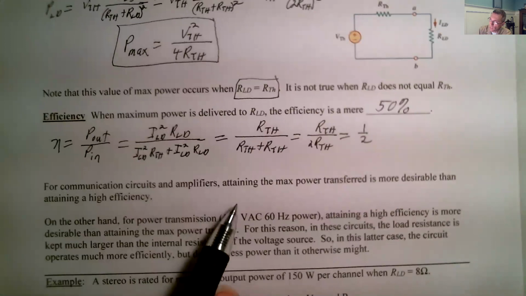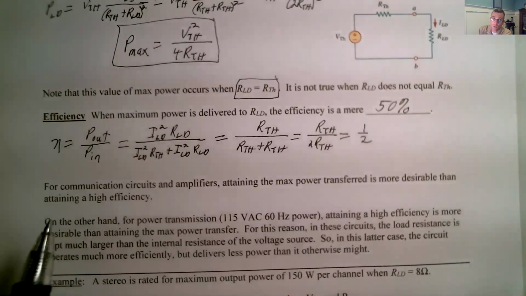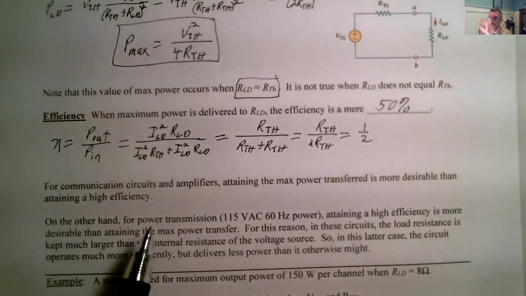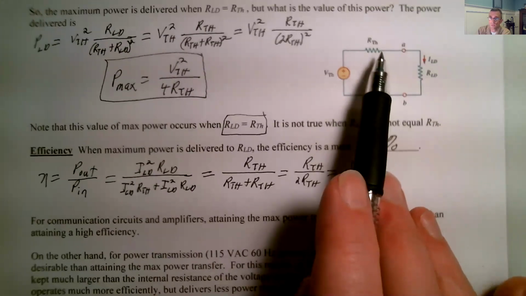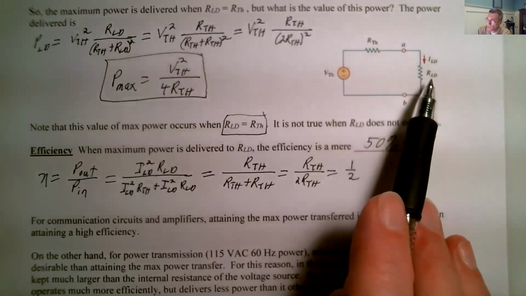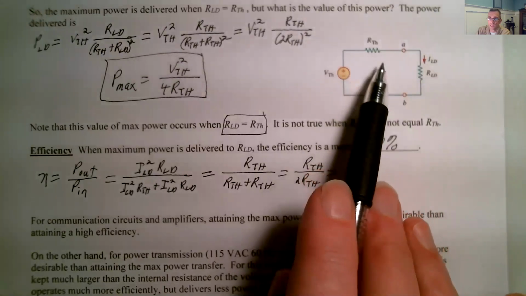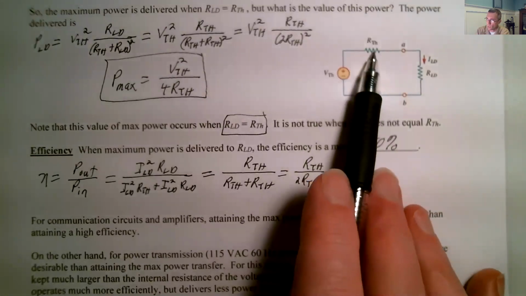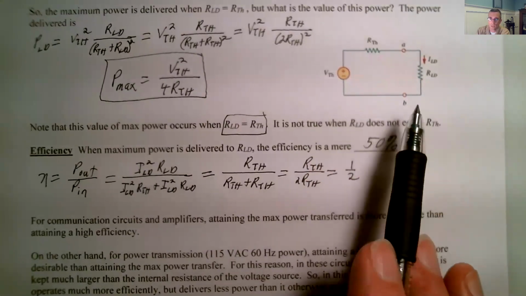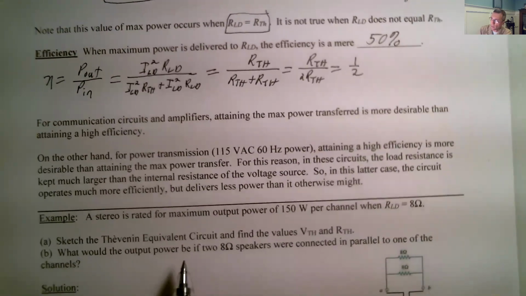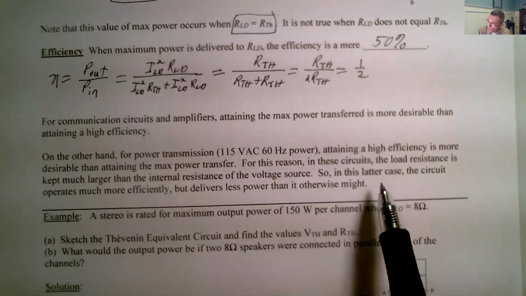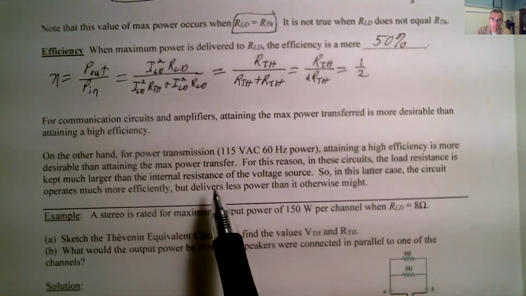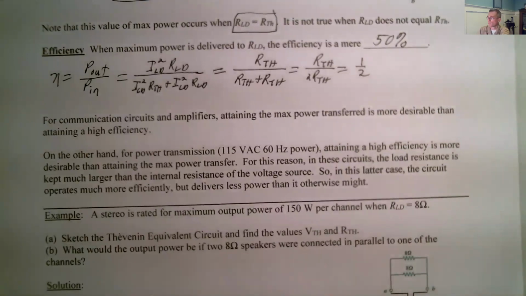In communication circuits and amplifiers, attaining max power transfer is more desirable than attaining high efficiency. With high efficiency, we want as little power as possible lost in our system, and we want power to go to our load only. That means we want a low RTH. That's the kind of thing in a power distribution system, like transmission lines. We want very little losses there, we want all of our losses at the load, so we don't need to be matching for that kind of thing. For power transmission, attaining high efficiency is more desirable. In those circuits, the load resistance is much larger than the internal resistance of the voltage source. It gives less power, but it's much more efficient.